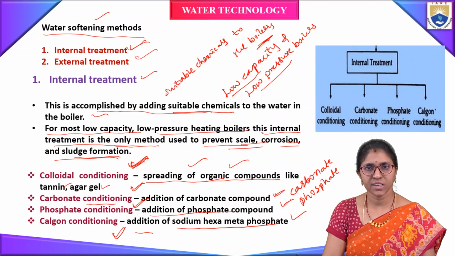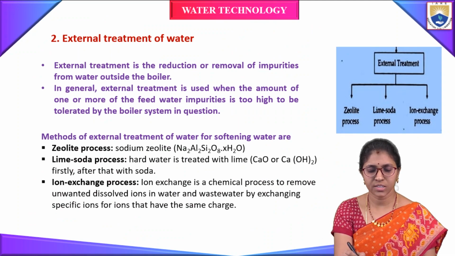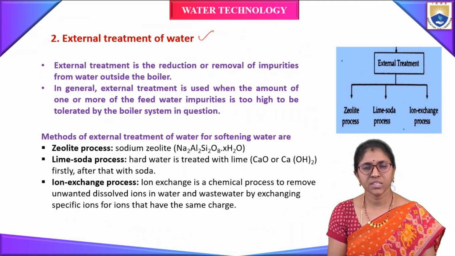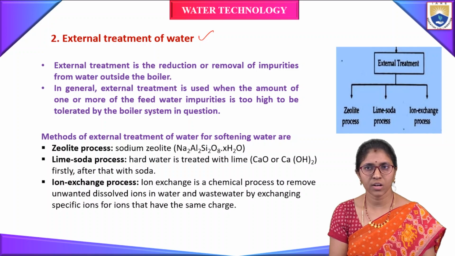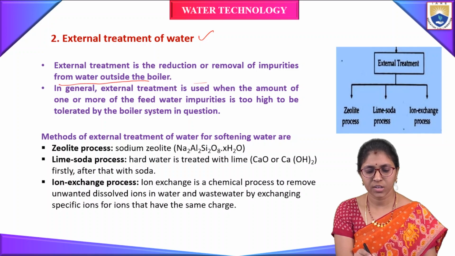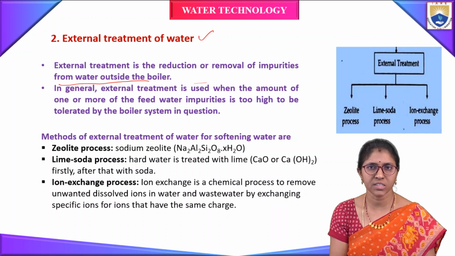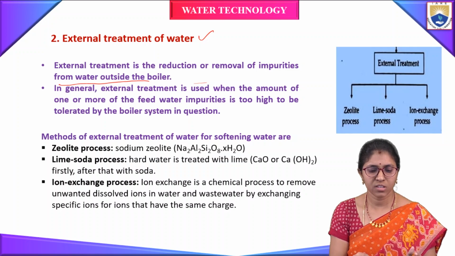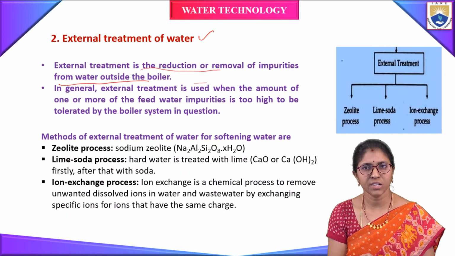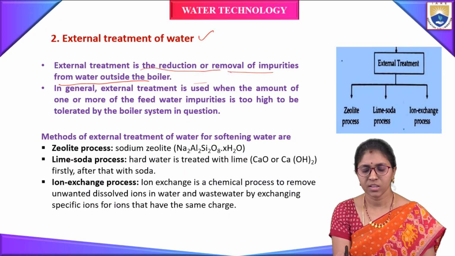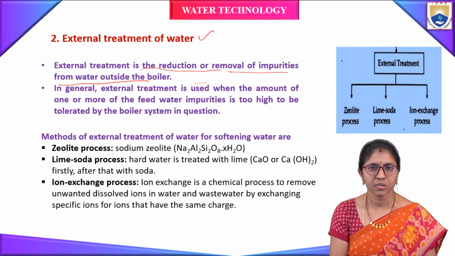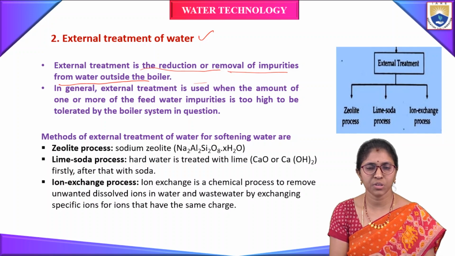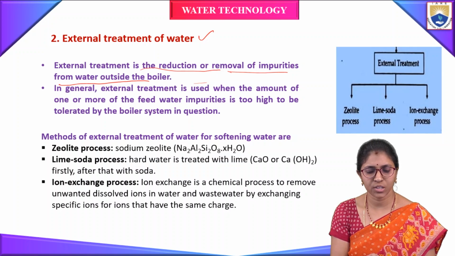So this is about internal and external treatment of water. External treatment is the reduction or removal of impurities from the water outside the boiler. In the case of internal treatment of water, we are adding suitable chemicals to the boiler feed water in boilers. In external treatment, we are reducing or removing the impurities from the water outside the boiler. First we have to remove the impurities, then we feed it to the boilers. So this is external treatment of water.